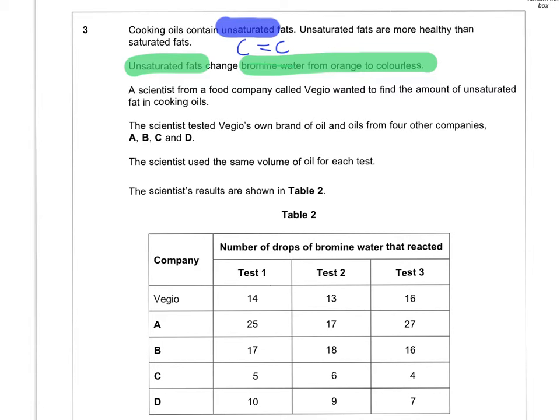Scientists from a food company called Veggio, big up the veggies, wanted to find out about the amount of unsaturated fat in cooking oils. Scientists tested Veggio's own brands of oils and oils from 4 other companies. Scientists used the same volume of oil, so we've got a control variable there for each test, and the results are shown in table 2.